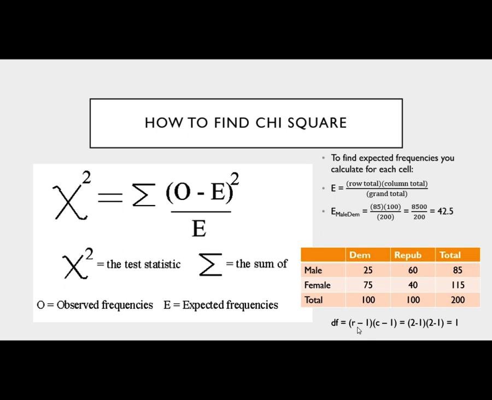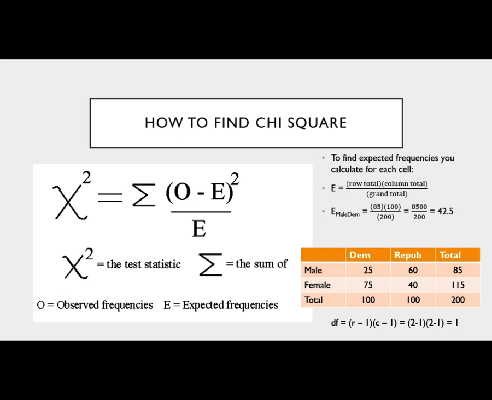Here, your degrees of freedom is the number of rows minus 1, times the number of columns minus 1. The number of rows is 2, and the number of columns is 2. So 2 minus 1 is 1, 1 times 1 is 1. So our degrees of freedom for a 2 by 2 table is 1. Okay, that's more information than you need, but if you were curious as to how you get these expected frequencies, I wanted you to see that.